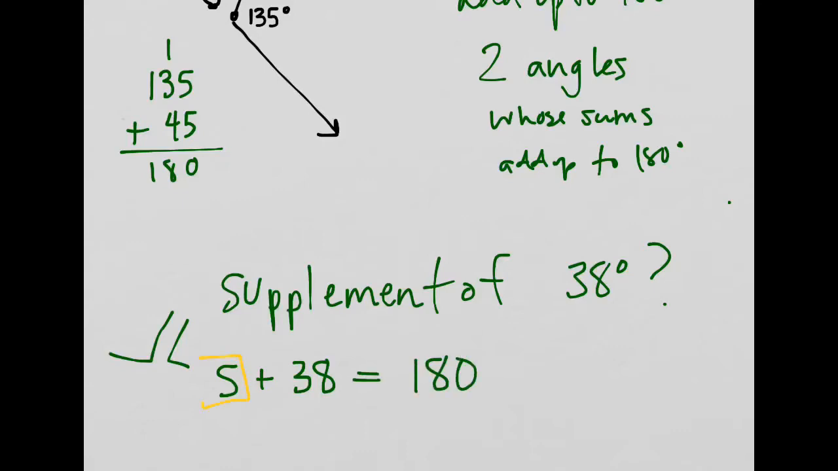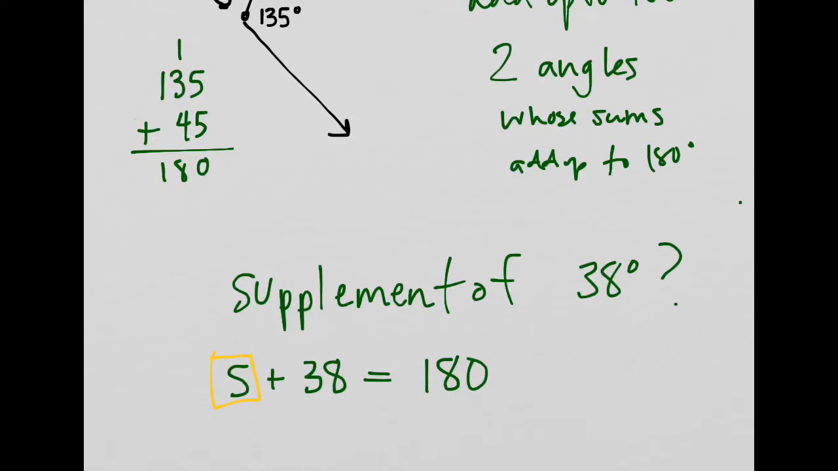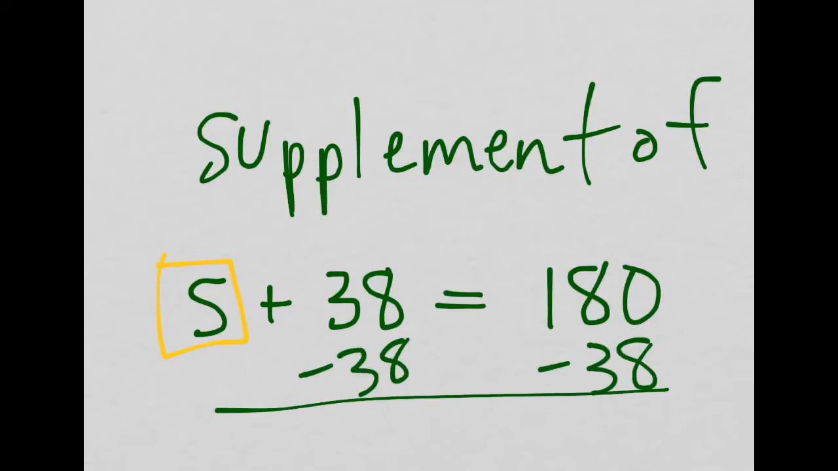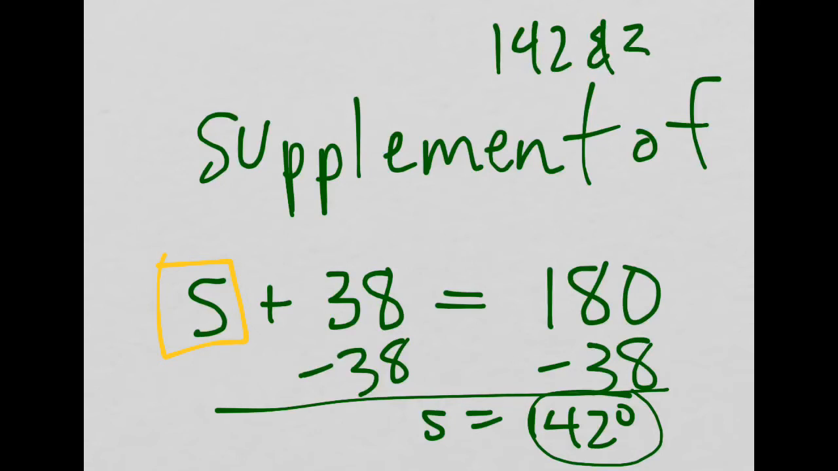This is a missing amount, and when I put it together with something else, I want it to add up to 180, right? So you would want to subtract 38 from both sides, and you would find that s is equal to 142 degrees. Therefore, 142 and 38 are supplementary. You could add them back up and get to 180.